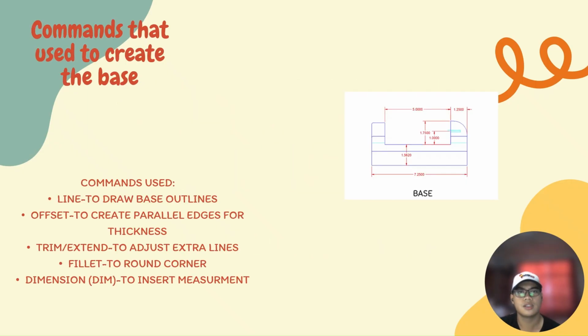Okay, first, we want to draw the base of the G-clamp. The commands that we use to draw this base: we use line to draw the base outlines. Next, we use offset to create parallel edges for each thickness. Then we use trim to remove the extra lines and adjust. And we also use fillet to round up this corner, both of these. And lastly, we use dimension to make sure the measurement of this drawing is correct.